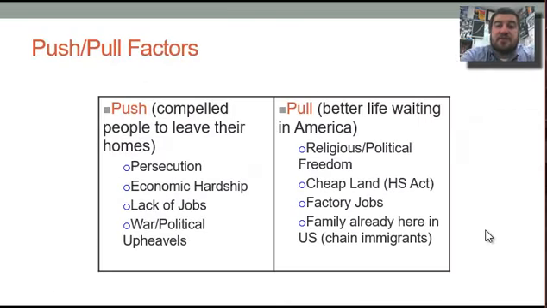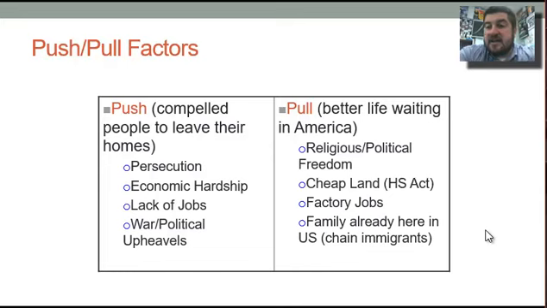So what were some of the push versus pull factors? A push factor is something that is pushing someone out of their country. It compels them to leave their homes. Things like religious or political persecution and economic hardship, just like farmers losing their jobs here in America. A lot of them are losing their jobs elsewhere because of low crop prices or low land values. Lack of jobs elsewhere, and war or political upheavals are also pushing people to come here, especially in Eastern Europe and Russia.